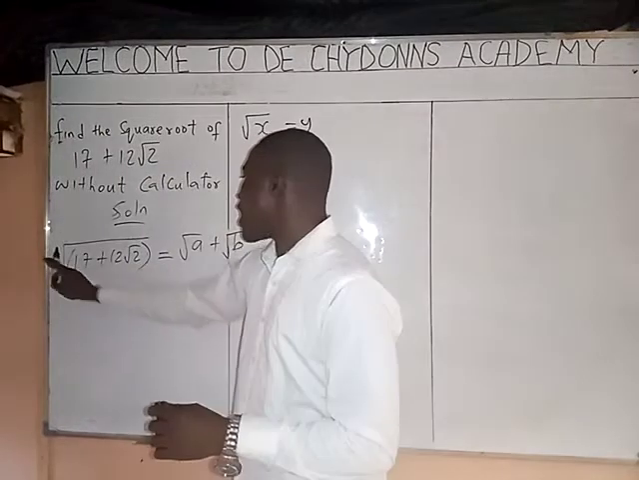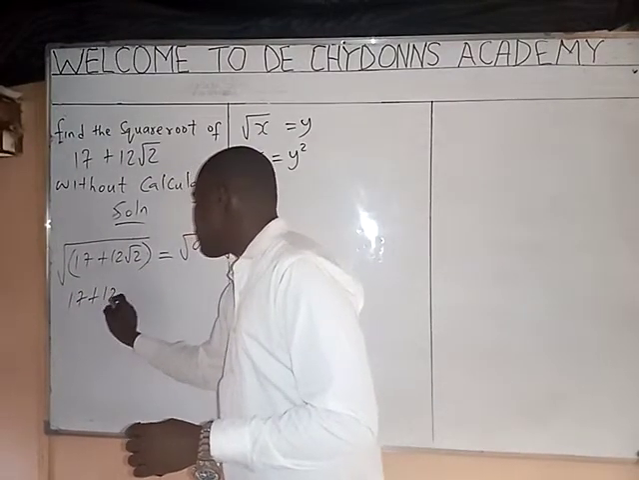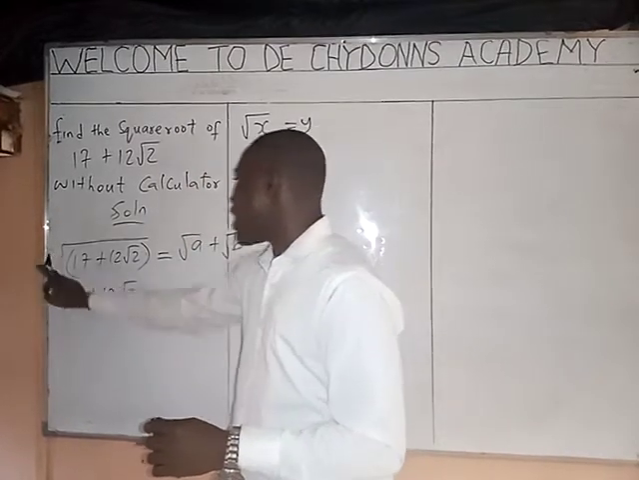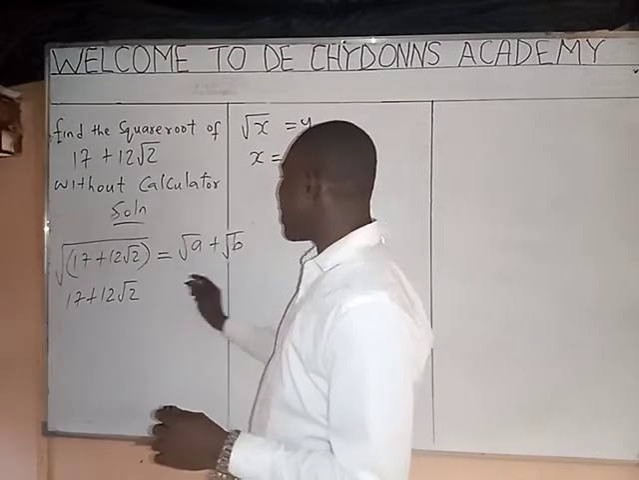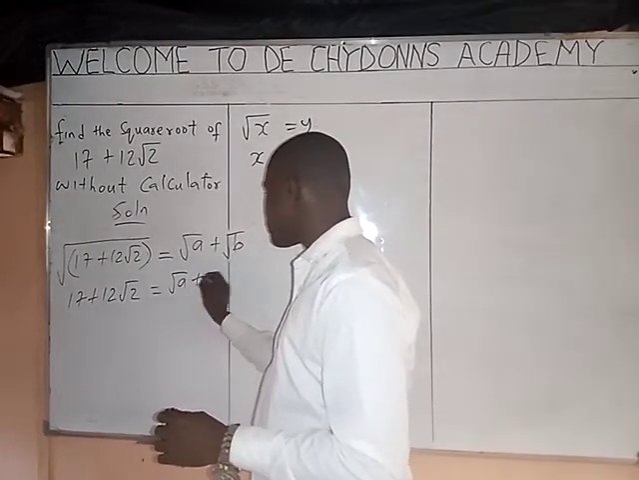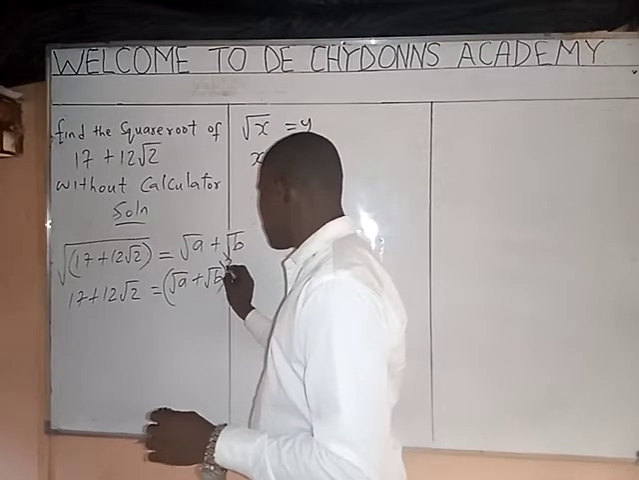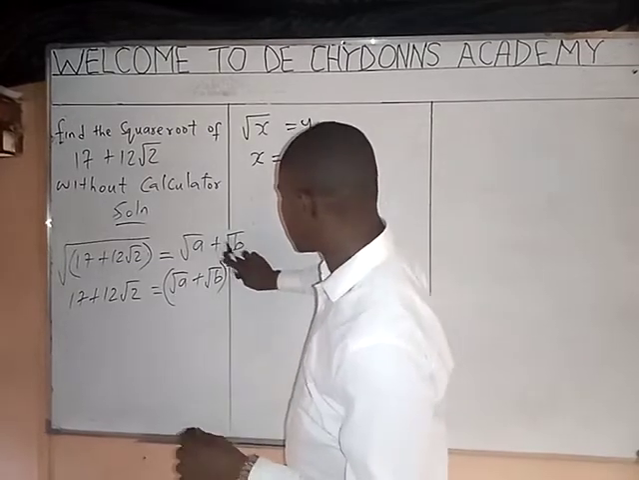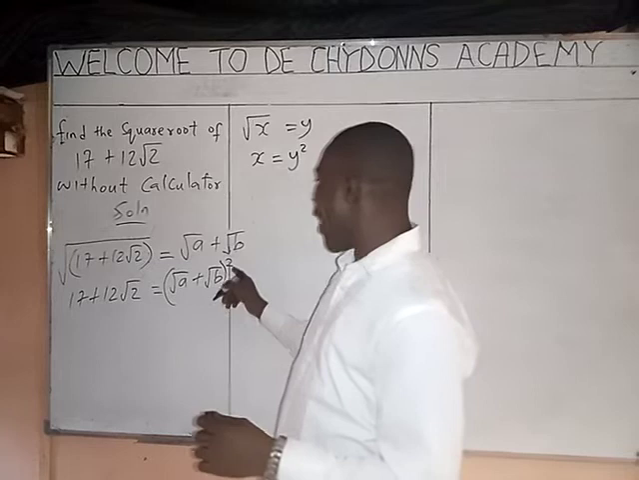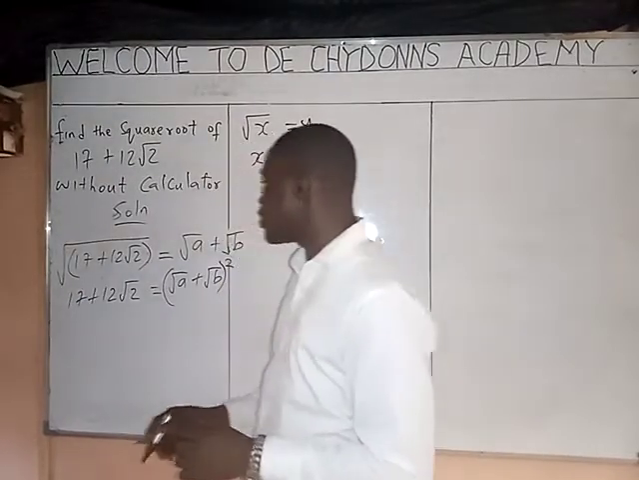We'll remove this square root and write only 17 plus 12√2. When we have removed the square root sign, it means that we will put power of 2 to the other side of the equation. You put power of 2. Why you put power of 2 is because you have removed the square root from the other side of the equation.